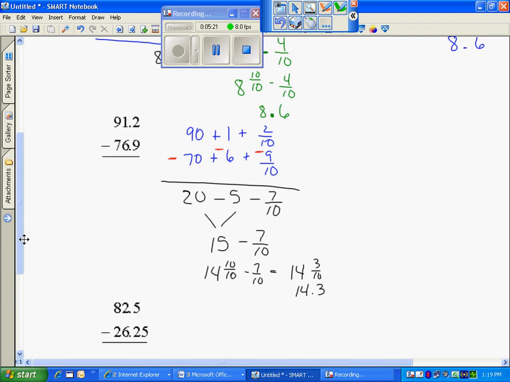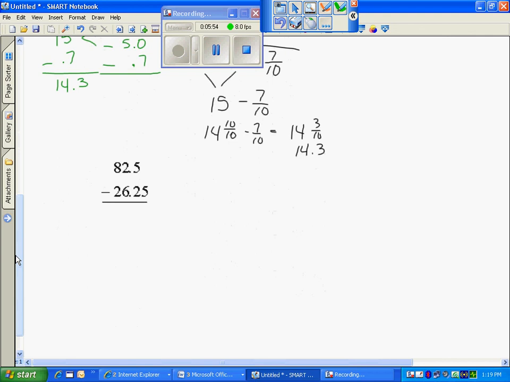If I'm using my partial differences, notice my decimal lines up. 90 minus 70 is 20. 1 minus 6 is negative 5. And 2 tenths minus 9 tenths is negative 7 tenths. 20 minus 5 is 15. Minus my 7 tenths leaves me with 14 and 3 tenths.